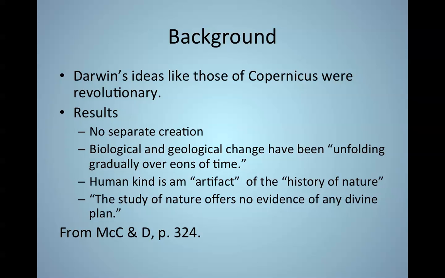So these are literally earth-shattering, revolutionary concepts once Darwin's theory gets out there and begins to be discussed, right? There is no static, set, one-time creation. Instead, biological and geological change have been unfolding over long periods of time. Humankind is an artifact of the history of nature. So humankind is part of nature, part of the history of nature, and the study of nature offers no evidence of any divine plan. Again, you can find this in McClellan and Dorn, pages 324.